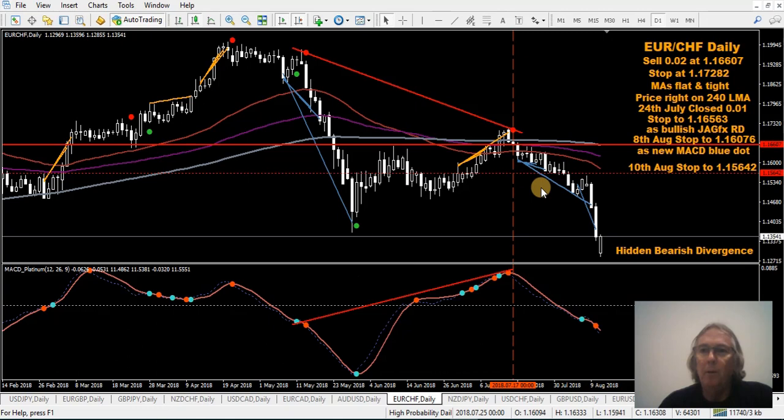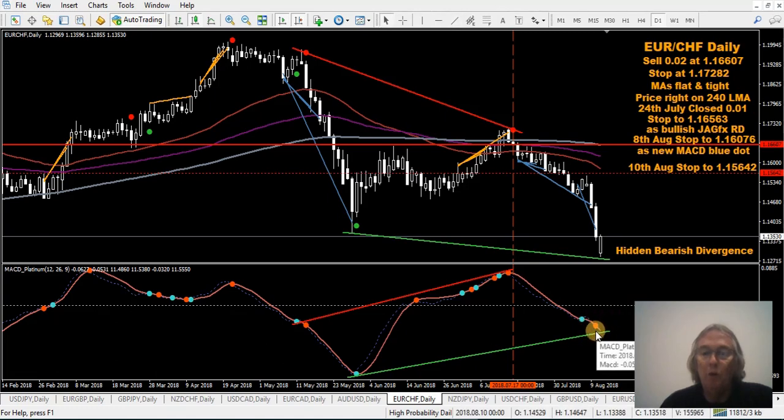Euro Swiss franc in a sell from back here. I've already closed half. My stop's now at this level here. It's heading down nicely. Just now we've got a bullish candle, looks like today. I can start thinking about possibly looking to go reverse here. There's possible regular bullish divergence setting up. It still needs that confirmation, but just to give you an idea of what I'm looking at. So the Euro Swiss is in a sell at the moment.